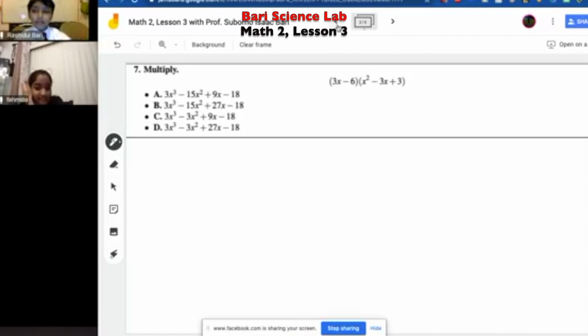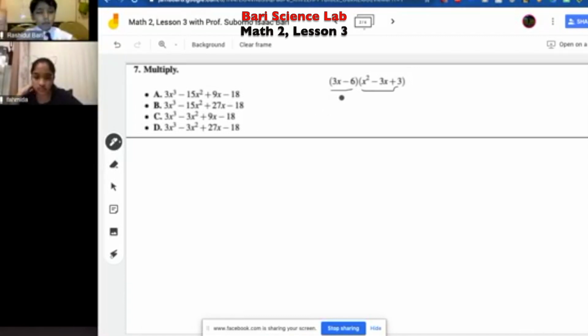Anyways, for 7, let's multiply these two. This is a binomial and this is a trinomial. We'll explain later, but I'll just refer to them as chunks. So there are 2 chunks, and you have to multiply them together. So what do you get when you multiply these chunks together?